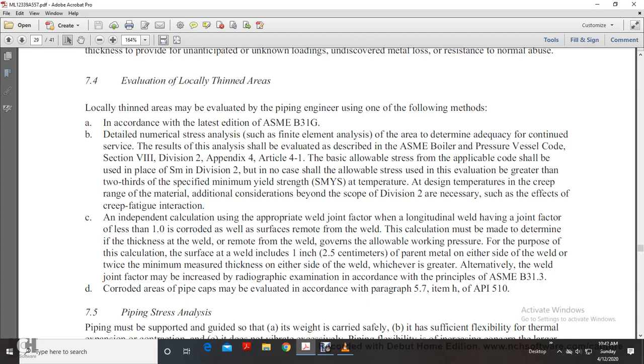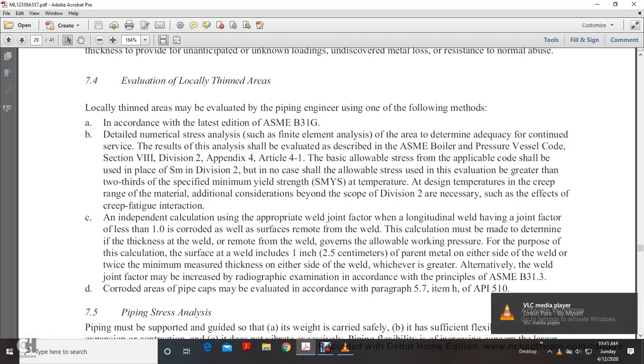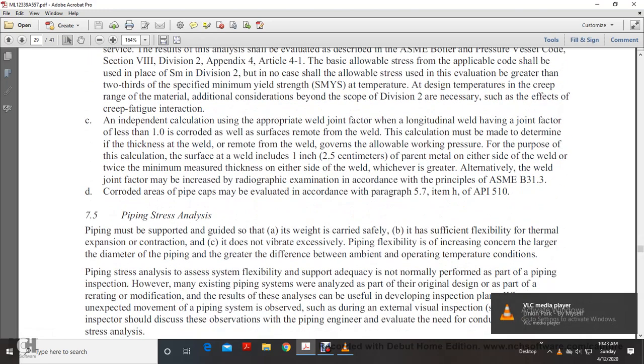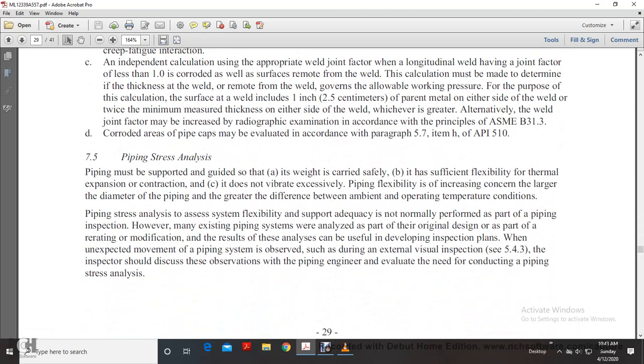Independently calculate the appropriate weld joint factor for the longitudinal weld, with a joint factor less than 1.0, corroded as well. The surface remote from the weld must be used to determine the thickness. The area remote from the weld governs the allowable working pressure. For the purpose of the calculations, the weld includes one inch of the parent metal on each side of the weld, or twice the minimum measured thickness on either side of the weld, whichever is greater. Alternately, the weld joint factor may be increased. Radiographic examination conforming with the principles of ASME B31.3 of the corroded area of the pipe may be used, evaluated in accordance with paragraph 5.7 item H of American Petroleum Institute 510.